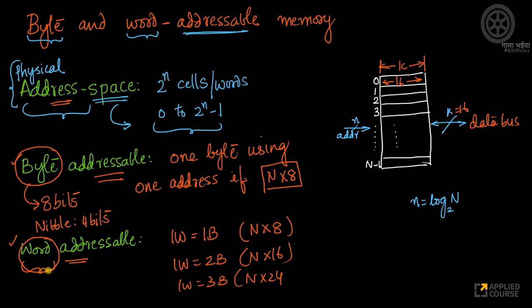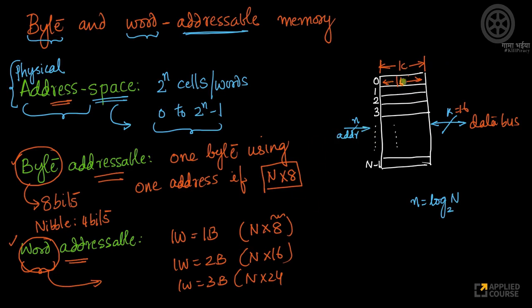The definition of what one word corresponds to depends on the number of bits per cell or per word, right? So, word addressable: imagine a world where you have 16-bit cells. Each cell can hold 16 bits. Now, can you address exactly 1 byte? No, because if I give an address, look at this.